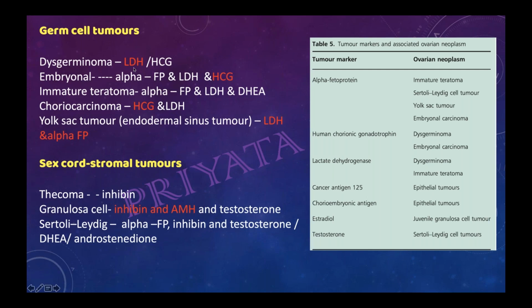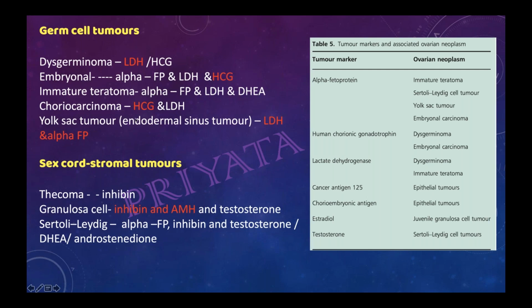So for dysgerminoma, LDH is quite specific, but HCG may be raised. You have to remember this because a lot of questions come from dysgerminoma. For embryonal carcinoma, alpha fetoprotein, LDH, and beta HCG. Immature teratoma: alpha fetoprotein, LDH, and DHEA. Immature teratoma, we know, arises from the embryo, and all cell lines can develop. So alpha fetoprotein, LDH, and DHEA.